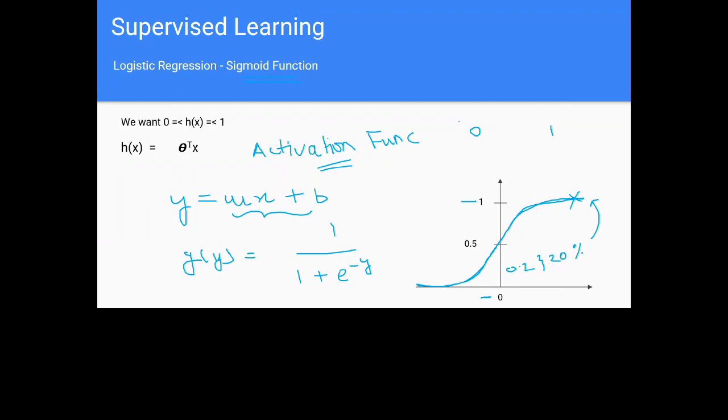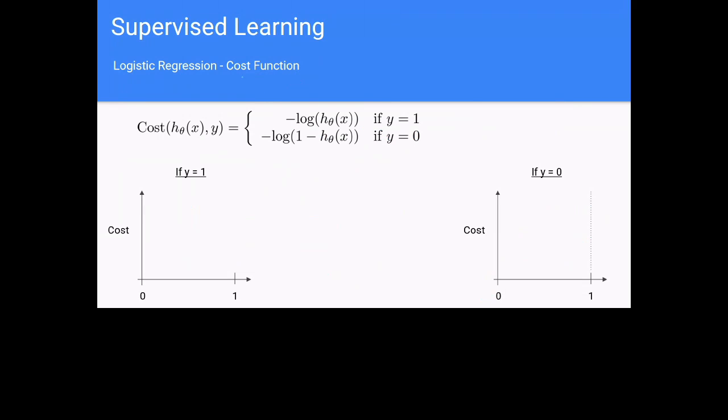Now, how does the machine learning model learn? The machine learning model basically learns through what is called a cost function. You have to pay a cost if you are wrong. That is what the basic scenario is. What this cost function tries to do is penalize the machine learning model if it is wrong.